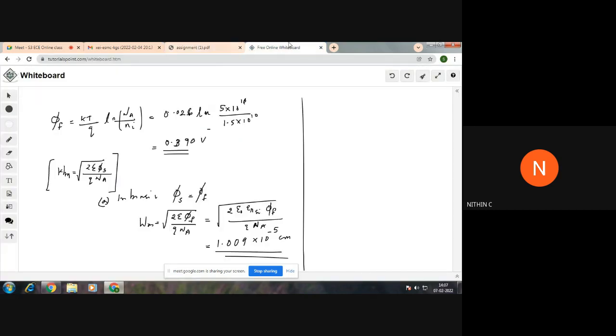So applied voltage is what we need to find next. Where do we actually apply voltage in case of MOSFET?